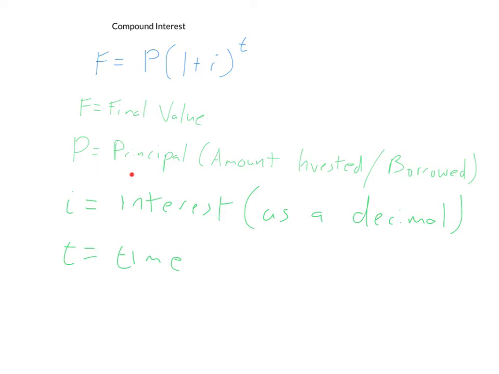P is the principal, which is the amount invested or borrowed in the first place. I is the interest rate. We've got to be really careful to put this as a decimal and not just put in the interest rate as a percentage. That is the biggest mistake people make with these questions. And then T is the amount of time that the money is borrowed or invested for.